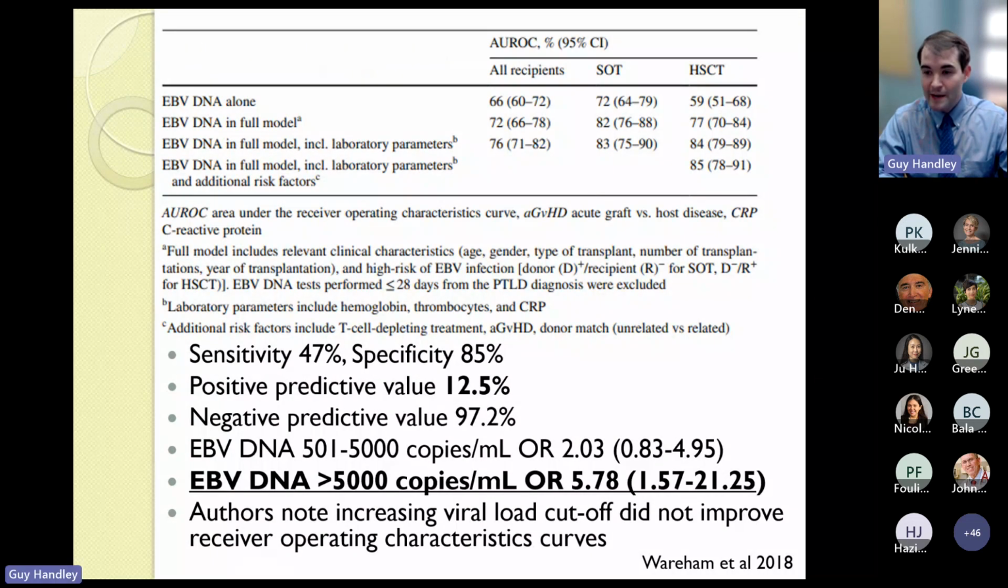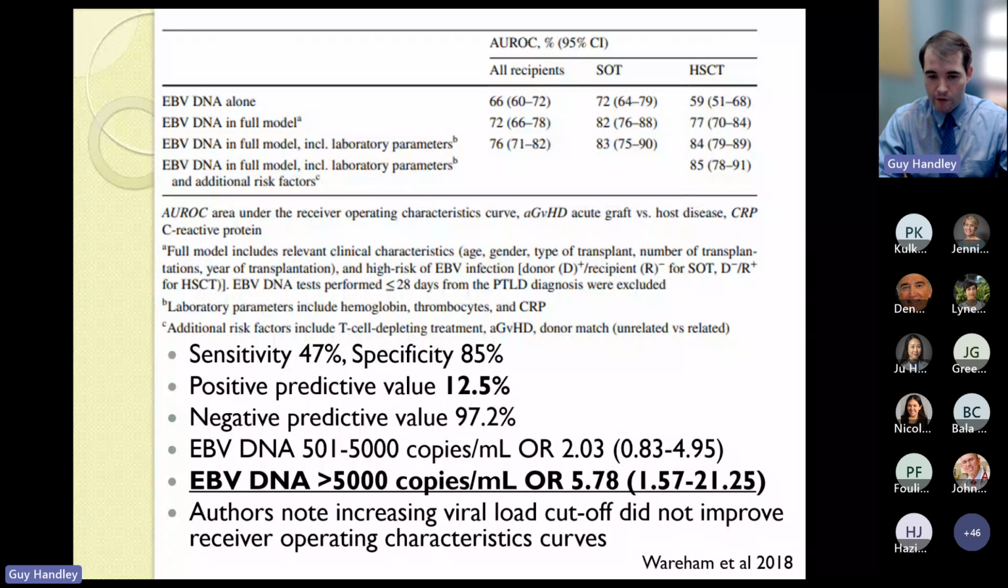So the main thing to take away from it is that detection of DNA itself is pretty terrible at predicting PTLD. It only had a 47% sensitivity and a positive predictive value of 12.5%. If you never developed EBV DNAemia, it had a pretty good negative predictive value, which makes sense. Most of PTLD is EBV related.